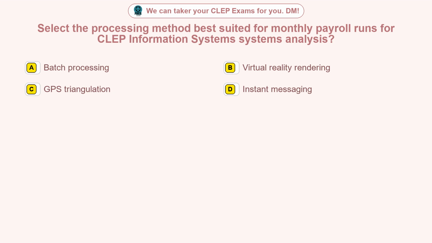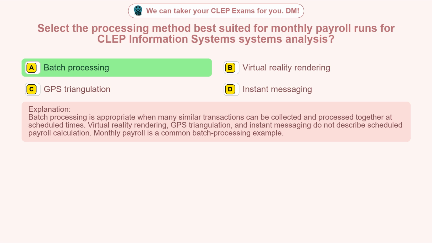Question 22. Select a processing method best suited for monthly payroll runs for CLEP Information Systems analysis. Option A, batch processing. Option B, virtual reality rendering. Option C, GPS triangulation. Option D, instant messaging. The correct answer is option A, batch processing. Batch processing is appropriate when many similar transactions can be collected and processed together at scheduled times. Virtual reality rendering, GPS triangulation, and instant messaging do not describe scheduled payroll calculation. Monthly payroll is a common batch processing example.